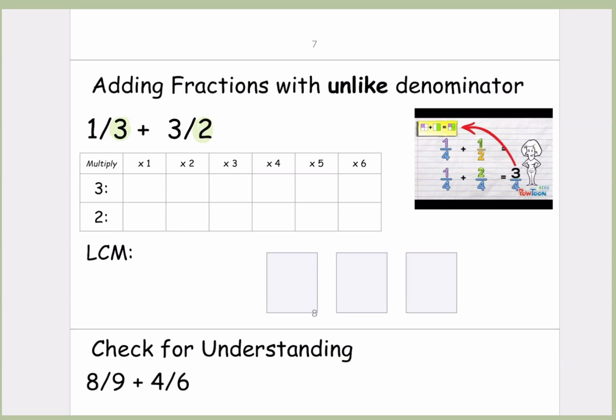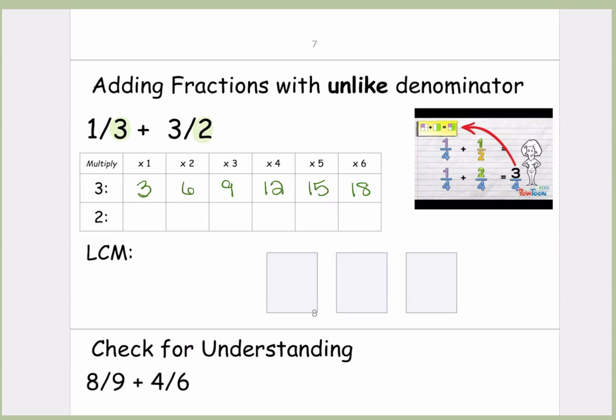And the way that we begin that is we begin writing out all of our multiples, starting with the first denominator. 3 times 1 is 3. 3 times 2 is 6. 3 times 3 is 9. 3 times 4 is 12. 3 times 5 is 15. 3 times 6 is 18.